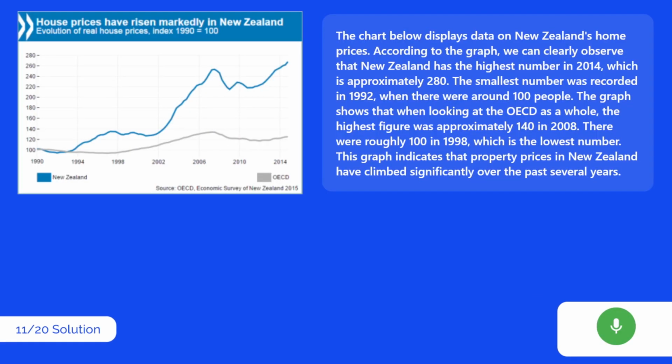The chart below displays data on New Zealand's home prices. According to the graph, we can clearly observe that New Zealand has the highest number in 2014, which is approximately 280. The smallest number was recorded in 1992, when there were around 100 people. The graph shows that when looking at the OECD as a whole, the highest figure was approximately 140 in 2008. There were roughly 100 in 1998, which is the lowest number. This graph indicates that property prices in New Zealand have climbed significantly over the past several years.